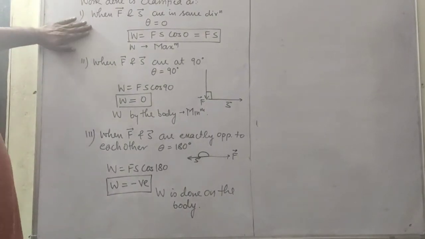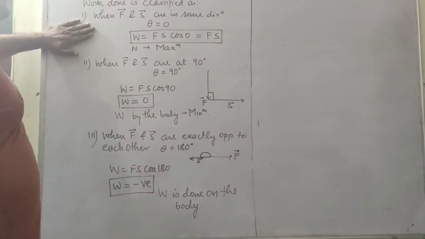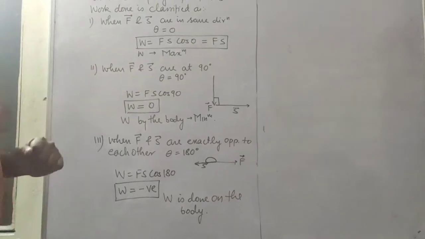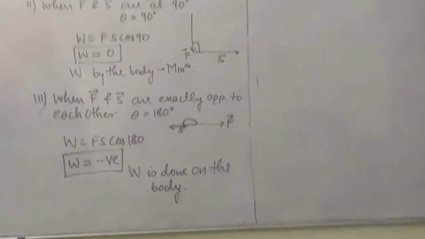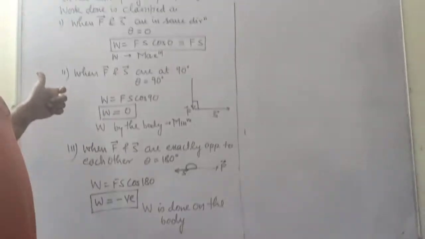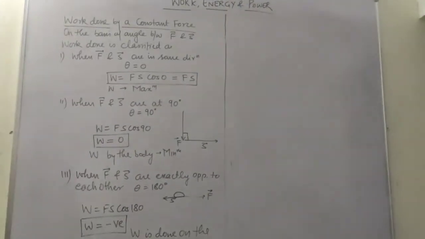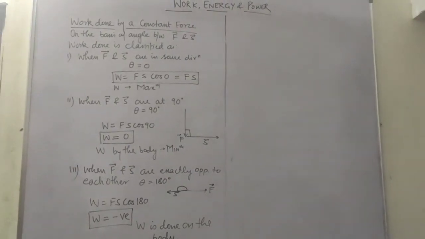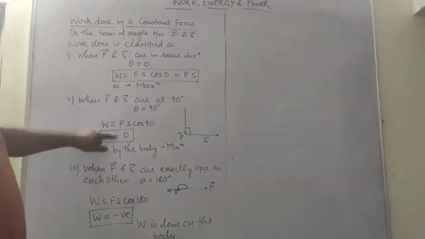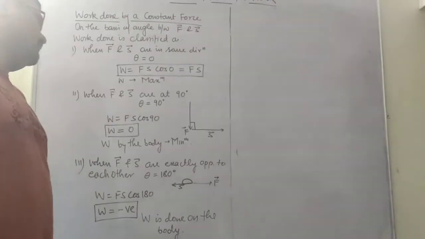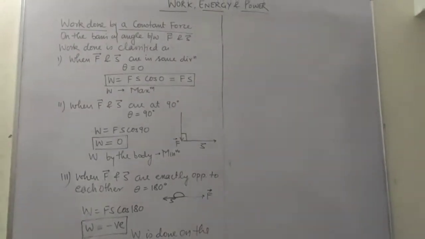So work done is maximum when force and displacement are in the same direction. Work done is minimum when both are making an angle of 90 degree. And work done will be negative when they are opposite, that means work is done on the body. Here by the body, this is also by the body, this is on the body. So be clear about it.